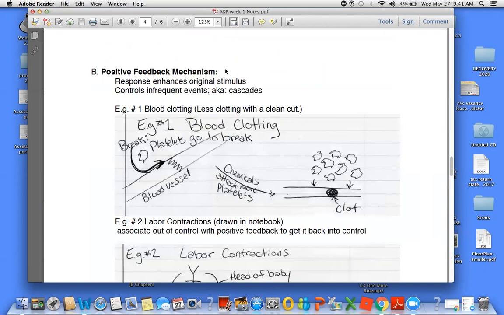So right next to this positive feedback mechanism, put two arrows up. So in other words, the response enhances the original stimulus. All right, that's positive feedback. Positive feedback is a relatively infrequent event. It doesn't happen that often, in other words, because things get out of control and the body wants it to get out of control. Now that seems crazy.